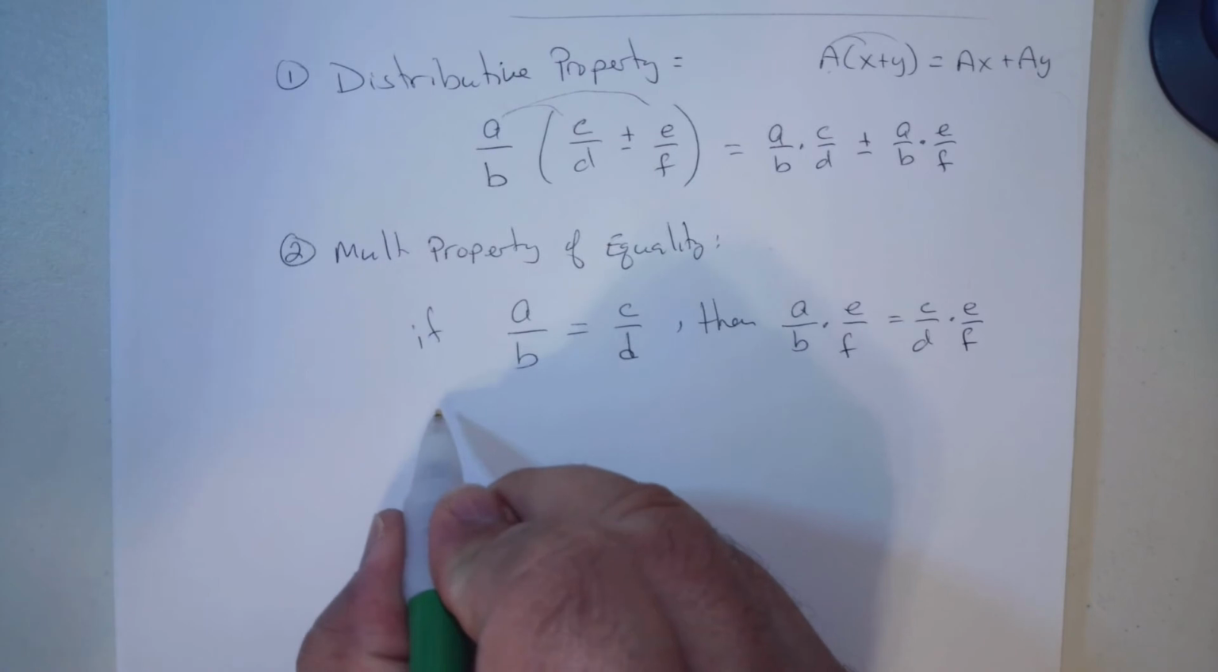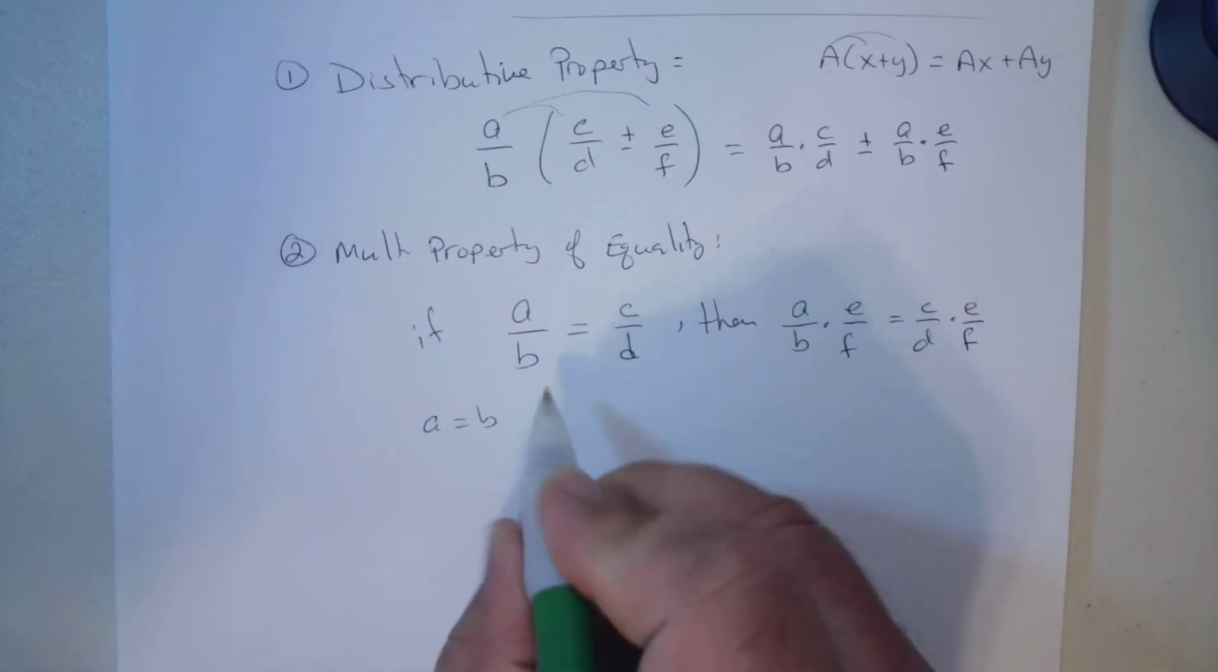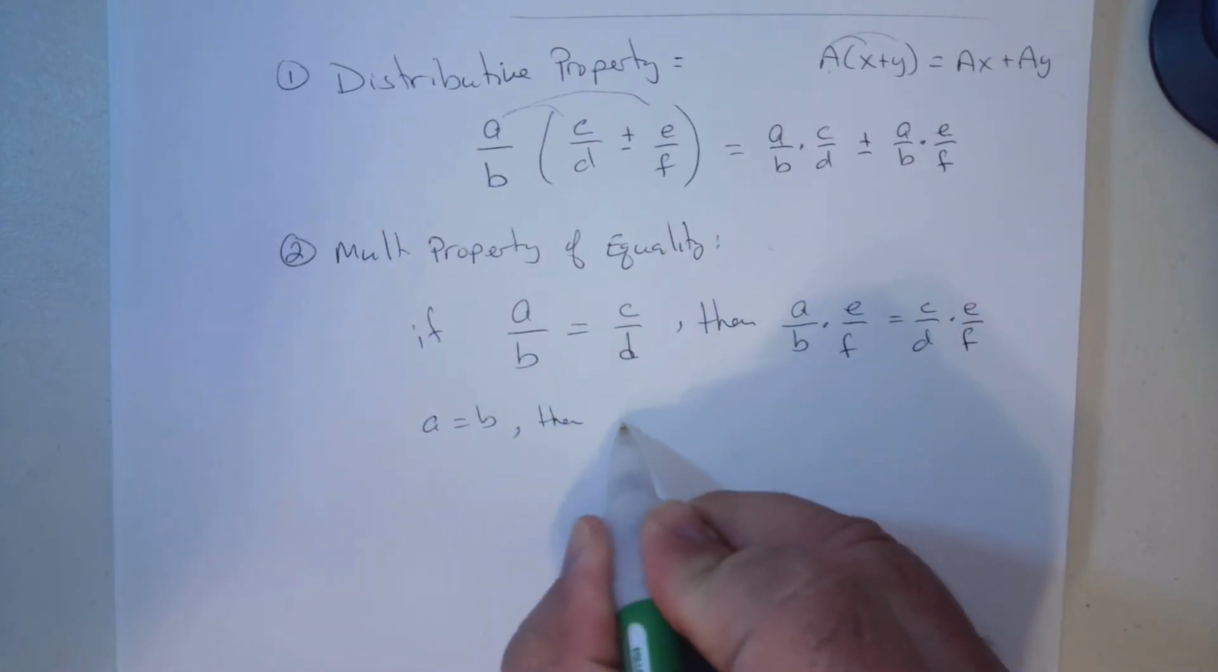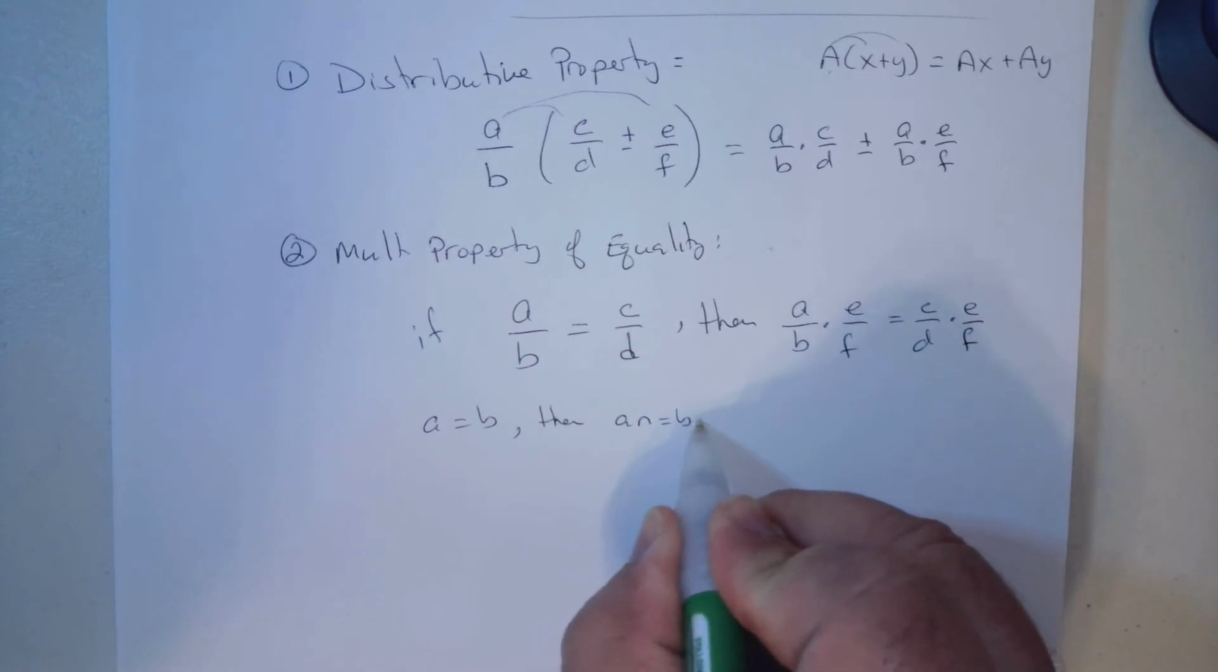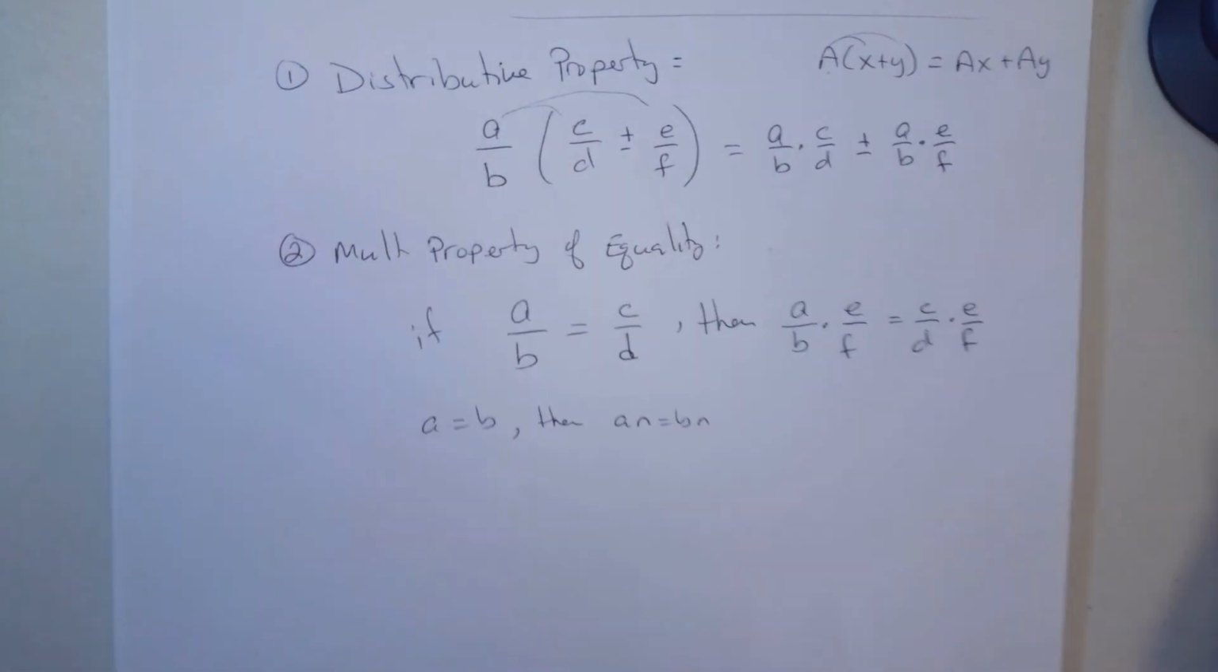In the past, we used to talk about if A equals B, then A times N equals B times N. Same thing there.